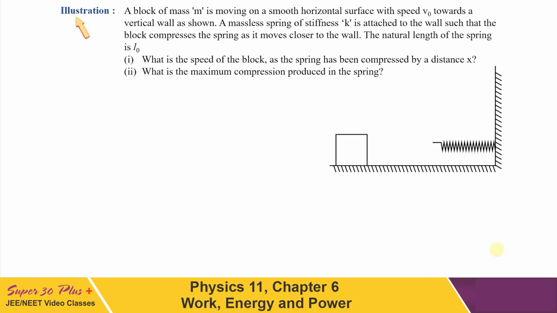Okay, one more illustration we have. Already we have taken a number of forces. It was a constant force, then a varying force which was varying with x and y, and then a force which always has a tangential direction, and the next is a spring force. A block of mass m is moving, this is the block of mass m, on a smooth horizontal surface with speed v0 towards a vertical wall.